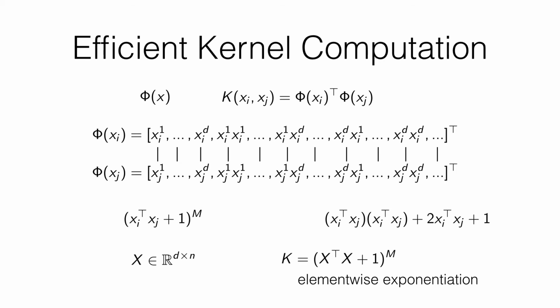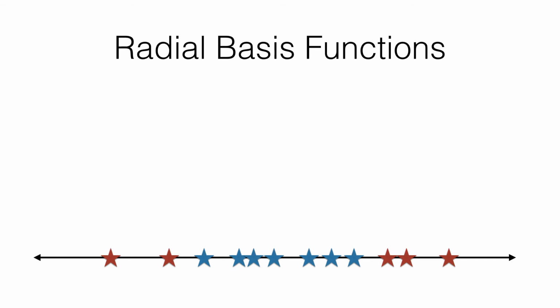So with that, we can look at the next type of feature map we'll be interested in, which is Gaussian radial basis functions. And the way this works is, again, let's look at the 1D line and we'll think about this nonlinearly classifiable data. So one way to form a decision boundary that fits this data is to imagine putting a little bump over each example point.